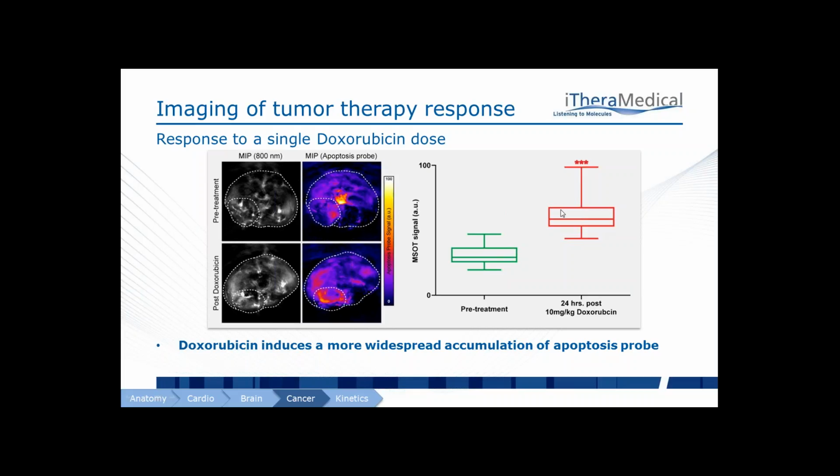This can be quantified, and we can see a significant increase in apoptosis signal in these tumors. So the advantage of this probe is that it clears within 12 hours from the body, so this allows for daily imaging of apoptosis within tumors.